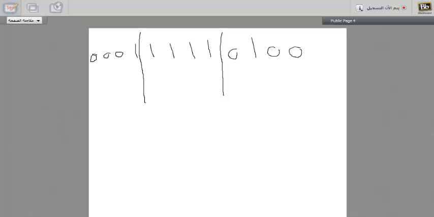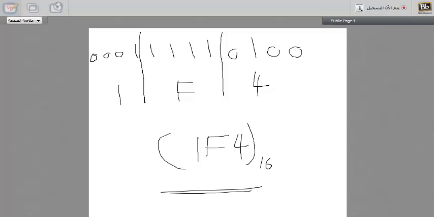Now, what is this number? This number is 4. What is this number, the middle one? It's F, because it's 15. Okay, but we do not have 15 in hexa, we have F. And what is the last number? It's 1. So the answer simply will be 1F4, and that is in hexadecimal. Is this understood? Easy enough? Okay, good. It's fairly easy.